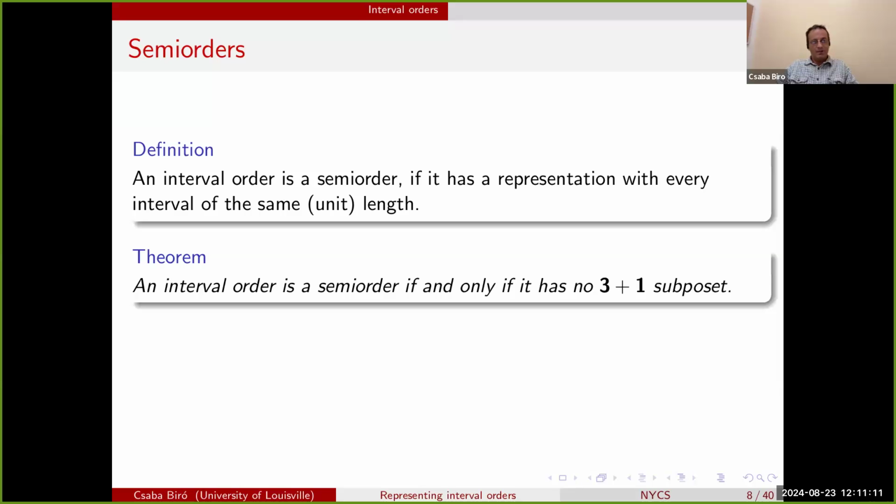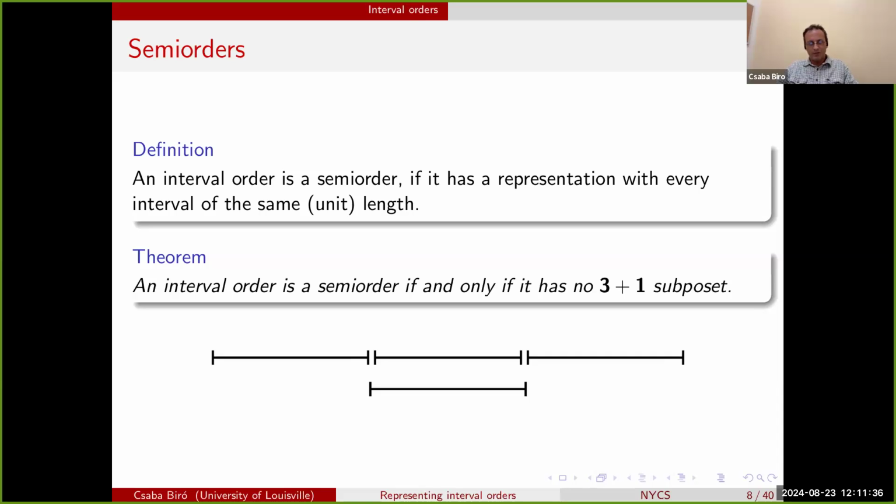Now, here's a theorem. An interval order is a semi-order if and only if it has no 3 plus 1 subposet. So what's a 3 plus 1? A 3 plus 1 is a 3-element chain and 1 extra element that's not comparable to any of the elements in the 3-element chain. This theorem, again, just like the previous one with the 2 plus 2, one direction is easy.